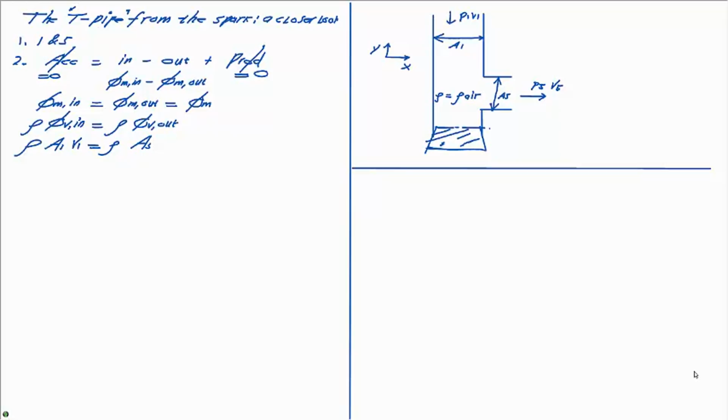Then it is given that A5 is equal to A1. These surfaces are equal, or these areas. So then we can rewrite the right hand side as this. Then we can divide both sides of the equation by rho times A1, and then we get V1 is V5. So this is what we know about the velocity, that the inflow velocity is equal to the outflow velocity.